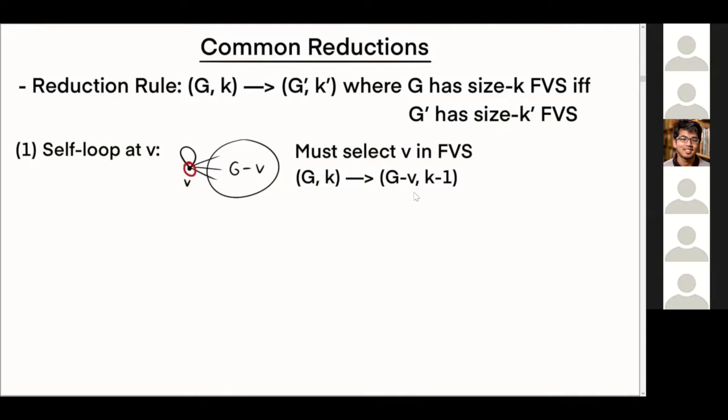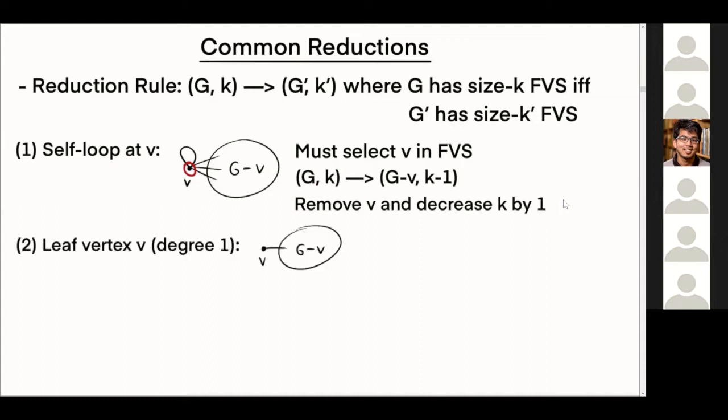So why does that work? Because v has to be in the Feedback Vertex Set. So it suffices to just greedily select v and then solve on the remaining graph, where now we only have k - 1 vertices remaining. So more colloquially, what we're doing is removing v and decreasing k by 1. That is our reduction rule in more colloquial terms.